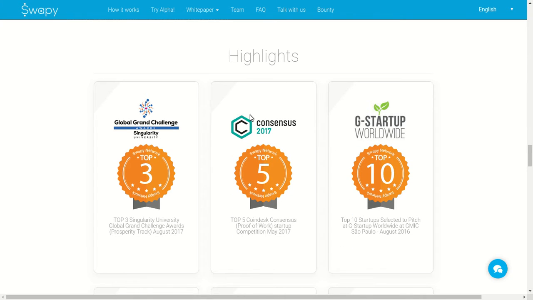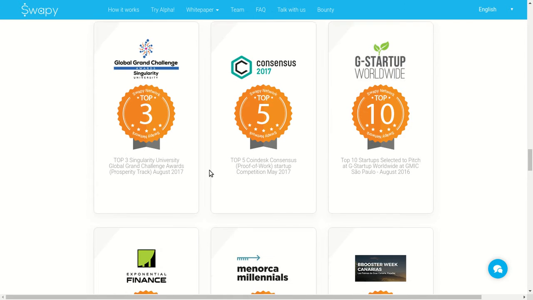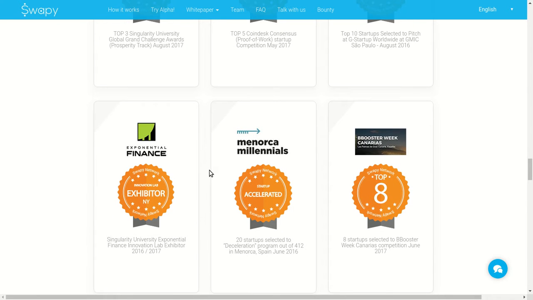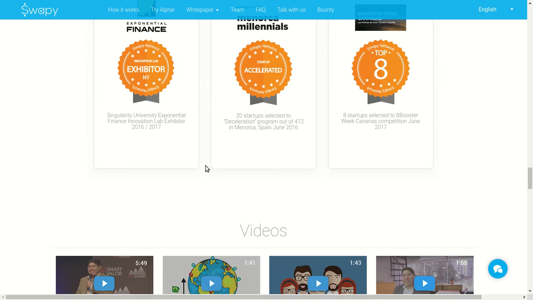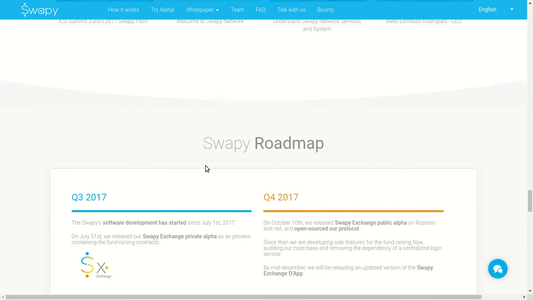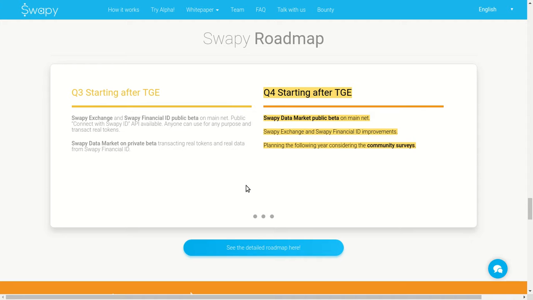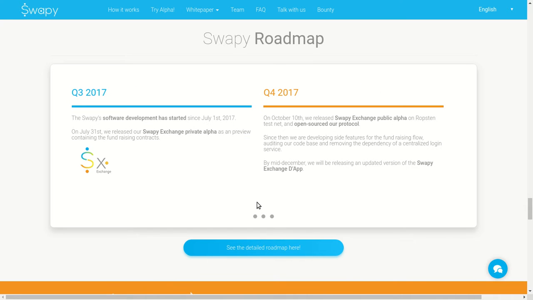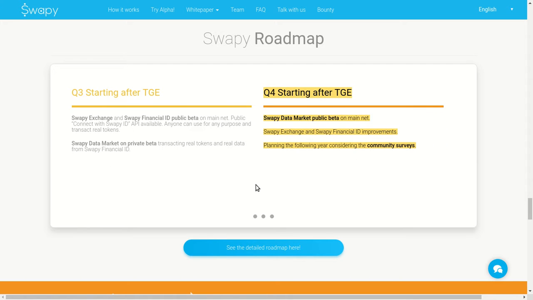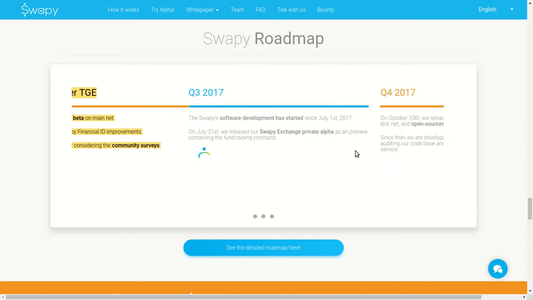Some awards that they got. And the roadmap shows us that in the fourth quarter, Swapy Data Market public beta on mainnet, Swapy Exchange and Swapy Financial ID improvements, and planning the following year considering the community service.